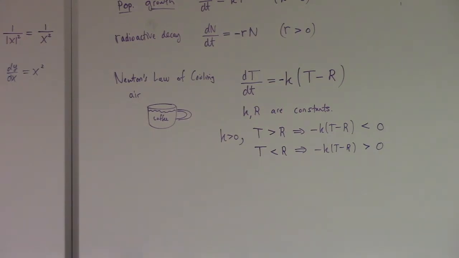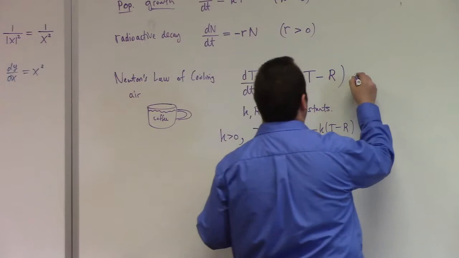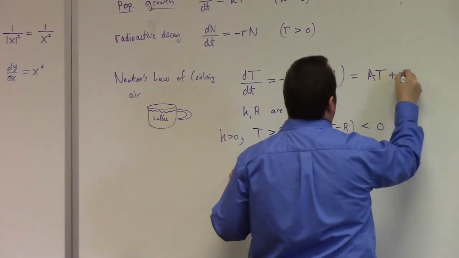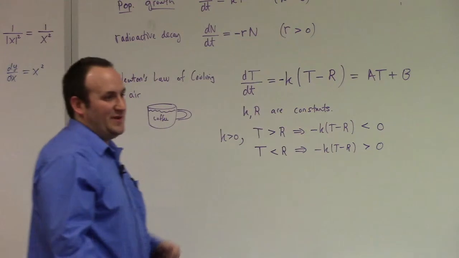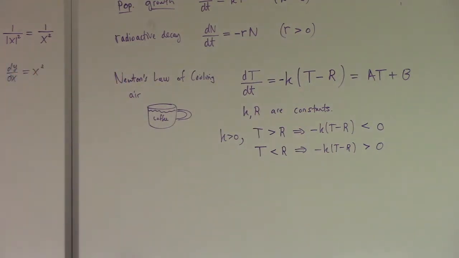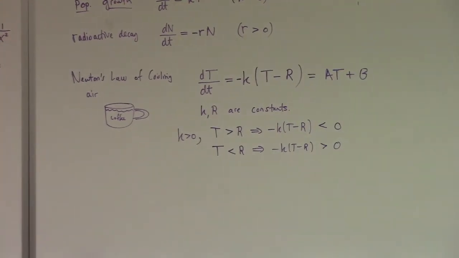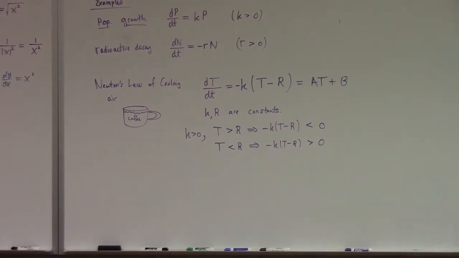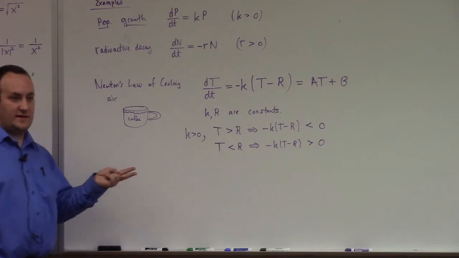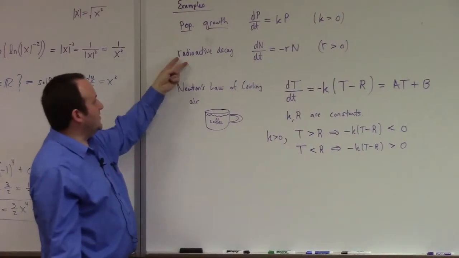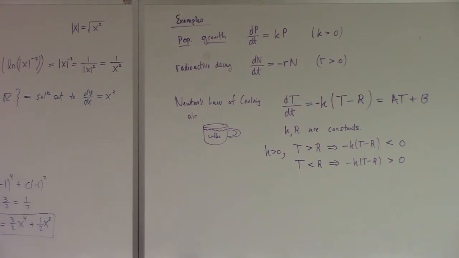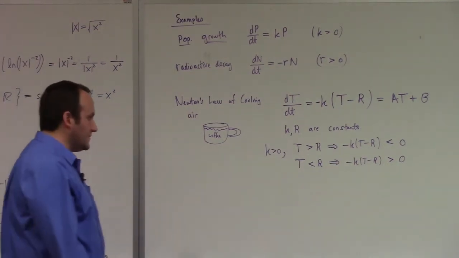But you could easily see that I could rewrite this silly equation as like AT plus B, where A and B are just combinations of the things I have there. Now, Newton's law of cooling is really different than the first two examples because it involves two constants, right? This cooling coefficient as well as the ambient temperature. So if you want to solve a Newton's law of cooling problem, you need two pieces of data. Whereas with one of these guys, like population growth or radioactive decay, one piece of data will allow you to find a solution.